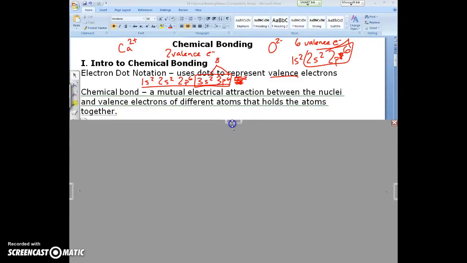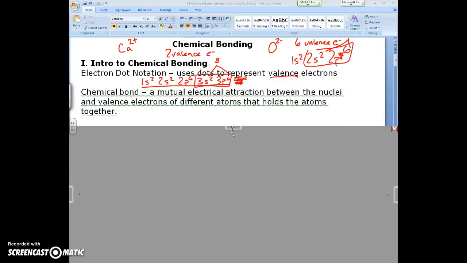Now, what is a chemical bond? A chemical bond is a mutual electrical attraction between the nuclei and valence electrons of different atoms that holds the atoms together. Now, since this chapter is on bonding, I am going to expect you to know the definition of a chemical bond, but you can't memorize this one.